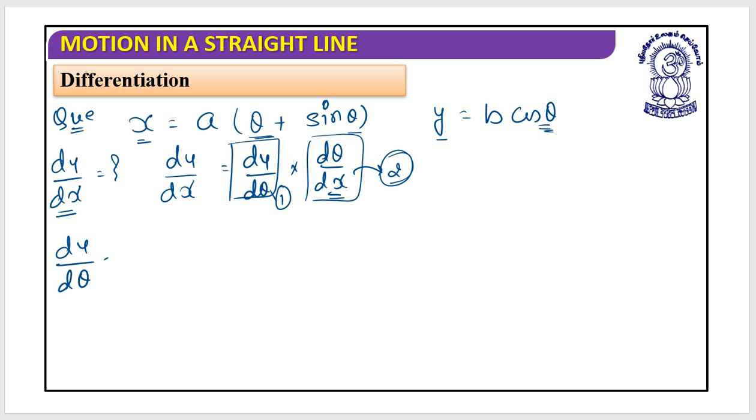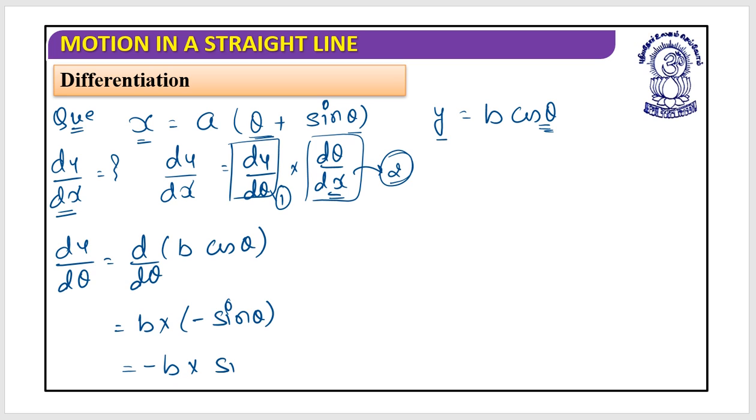First, dy by d theta is d by d theta of b cos theta. Now it is b into d by d theta of cos theta. What is it? It's minus of sine theta. So this is minus b into sine theta. This is dy by d theta. Next, d theta by dx. We will solve it as dx by d theta, and later we will invert the function. So let's find it out.